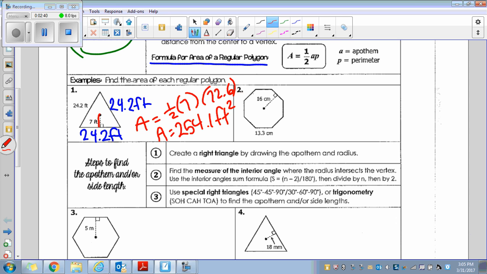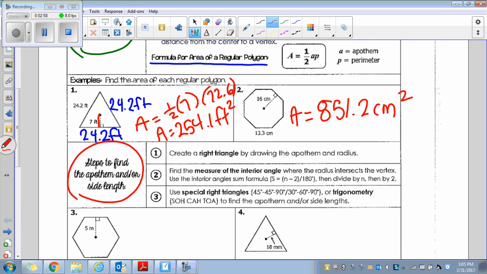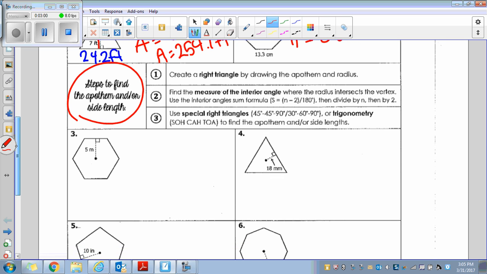When you come back, the answer will be written. So you should have got the area of that regular octagon to be 851.2 centimeters squared. So let's talk about what if we're not given an apothem or we're not given a side length. So let's scroll on down.